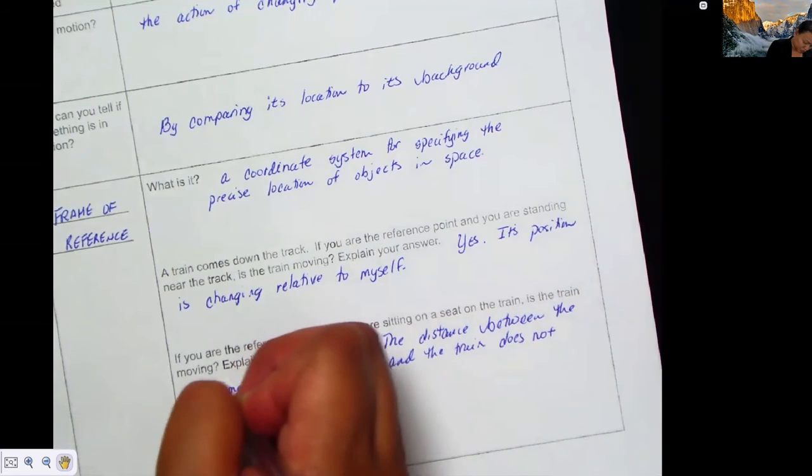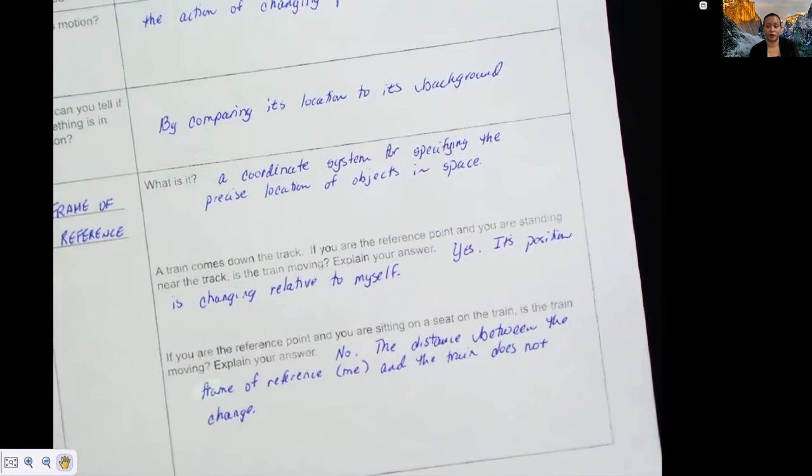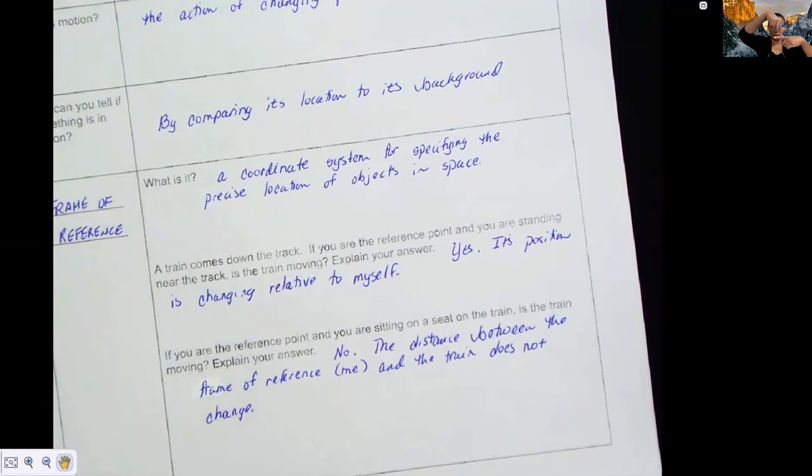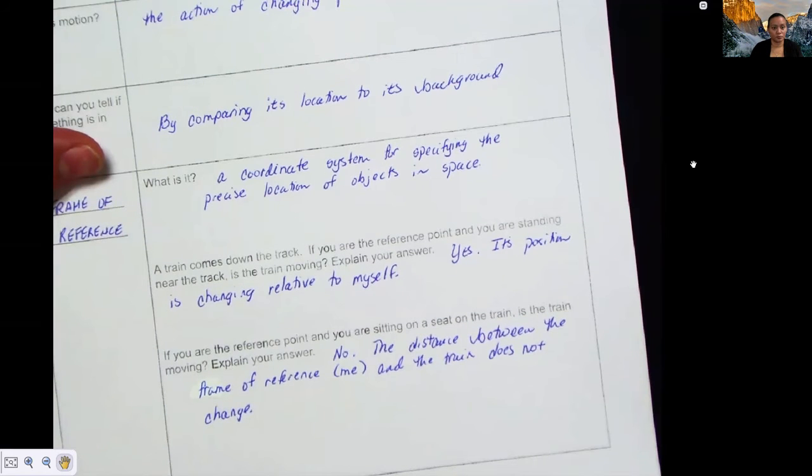But again, that motion is going to be dependent on what you're using as the frame of reference. So even though I'm sitting on the train, if I'm the frame of reference, no, the train is not moving. But if I am looking out the window, and I am looking at how the scenery is changing, then I'm using the background, or the environment, what's external to the train, as the frame of reference. And then the train, yes, it would be in motion. Okay, let me switch screens.